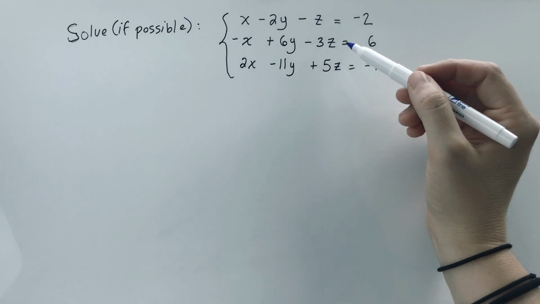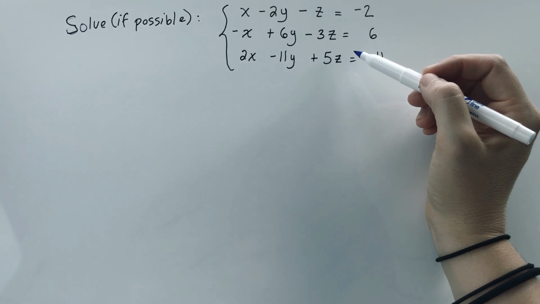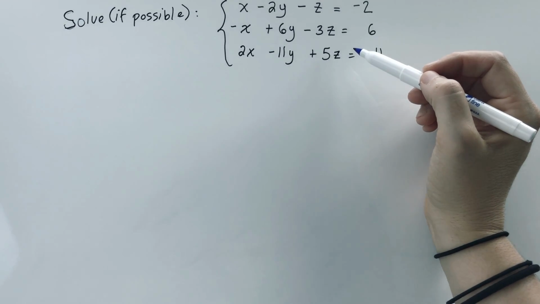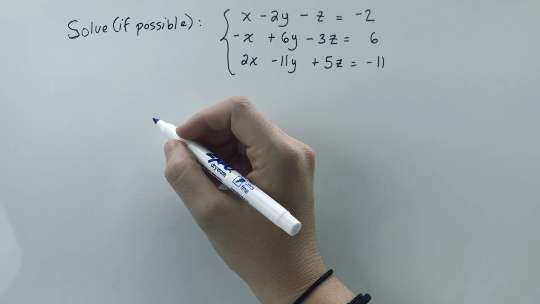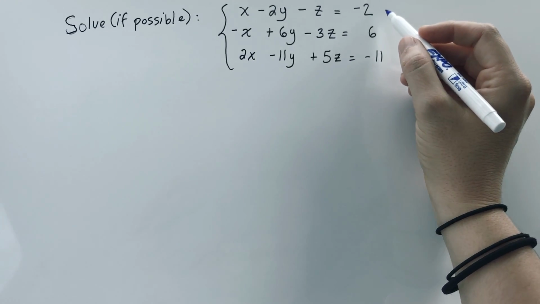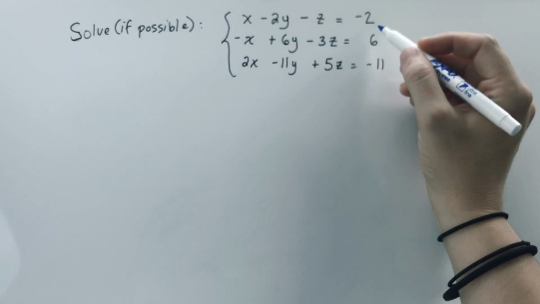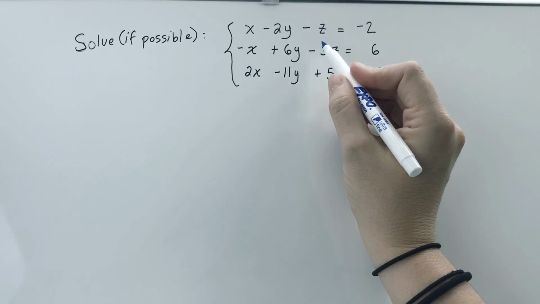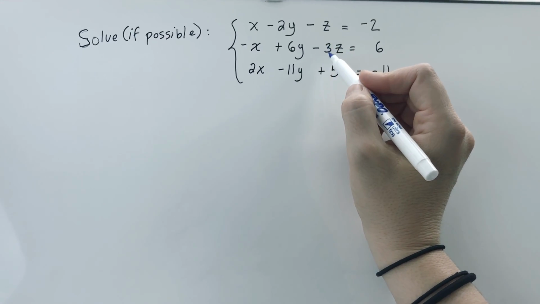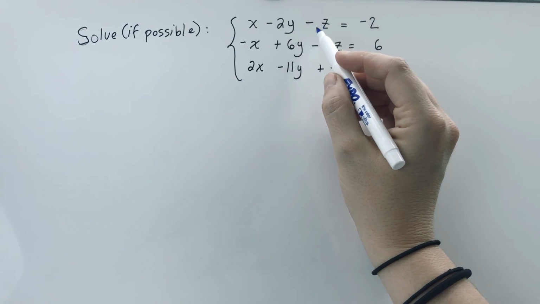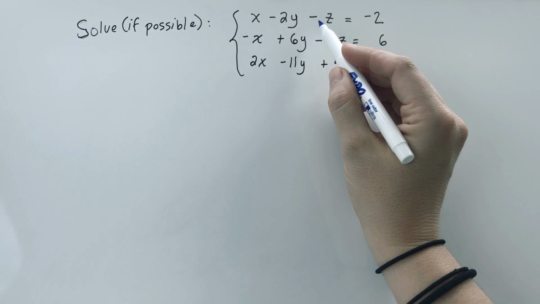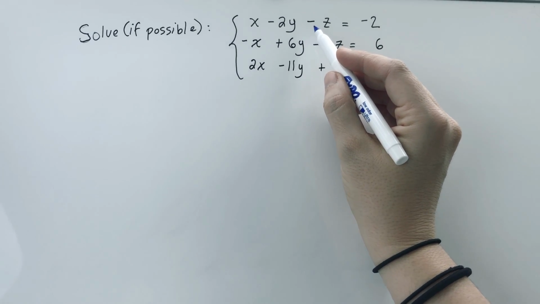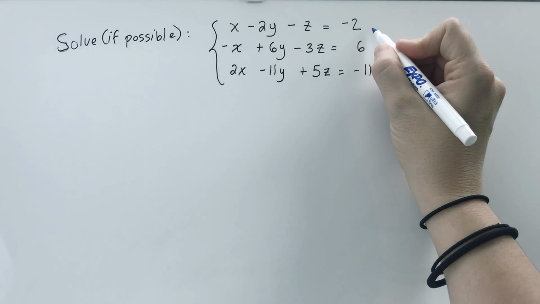In order to do that, I would need to pick two equations to work with at a time until I have two equations with just the two letters x and y. So let's look, for example, at if I chose to look at equations 1 and 2. In order to eliminate the z here, you would want to have a negative 3z and a positive 3z. So in order to change this negative 1 into a positive 3, I would need to multiply equation 1 by what number? That's right, negative 3.